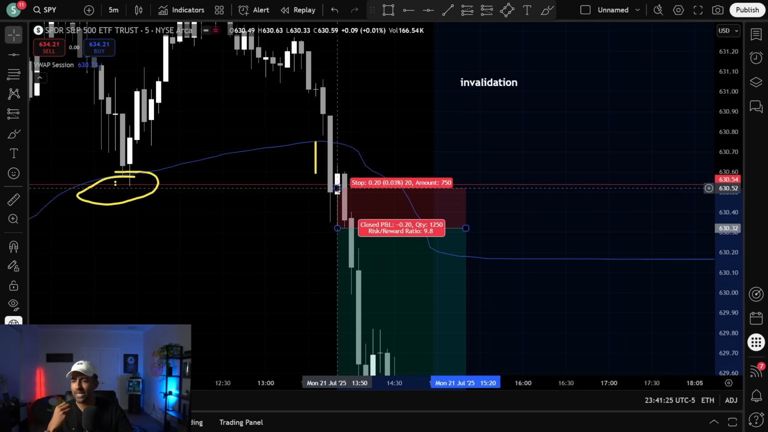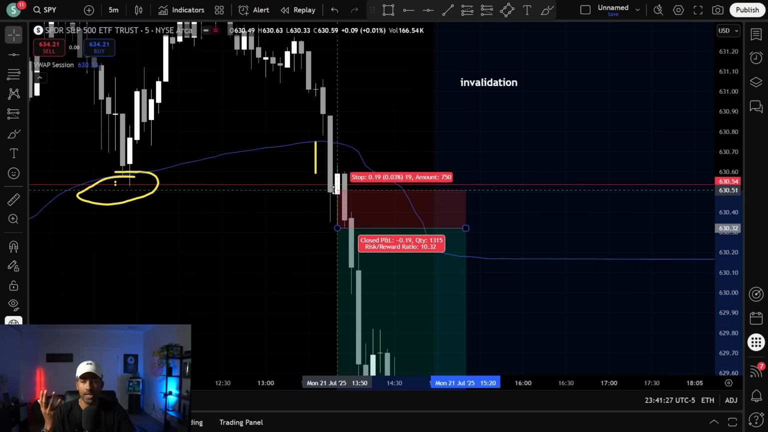So yes, if you place your stop loss here, you're going to get burned, right? Why is that? Because you need to have your stop loss in a place that genuinely tells you that you are most likely not going to continue in the direction that you want it to go.